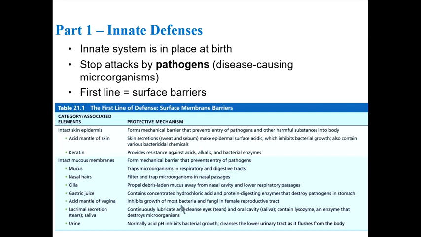Lacrimal secretions, which are tears, and saliva, cleanse the eyes and oral cavity as well, destroying microorganisms. And urine, as you can read here, inhibits bacterial growth in the urinary tract. So all of these first lines of defense, whether it's on the skin or in our mucous membranes, are very nonspecific. It doesn't matter what's trying to enter our tissue, it's there regardless to protect us.